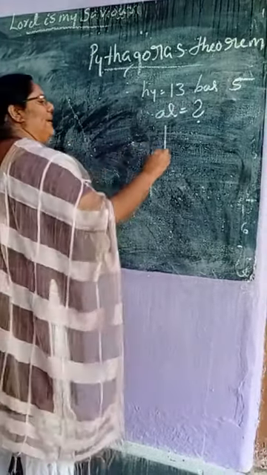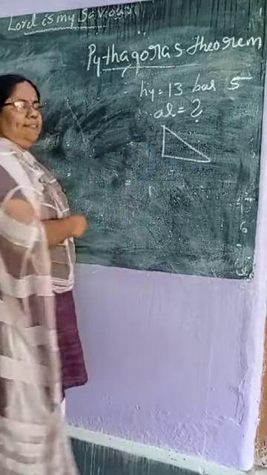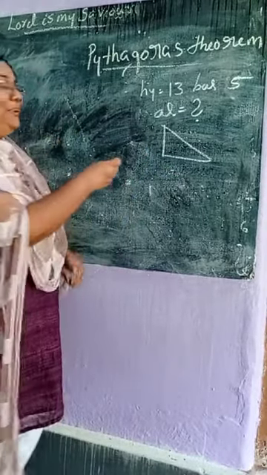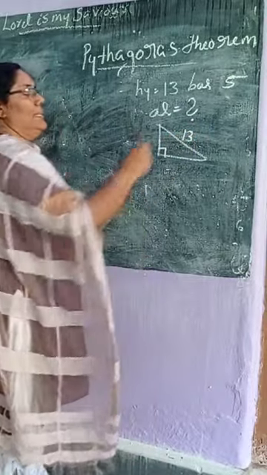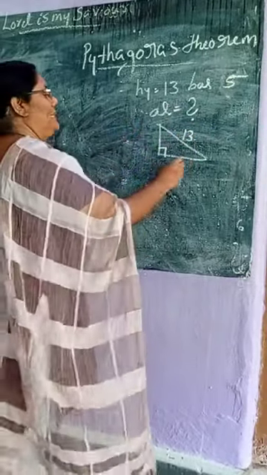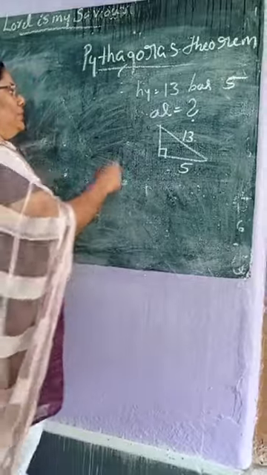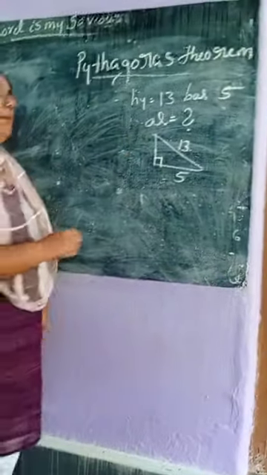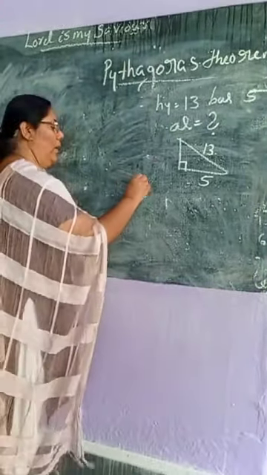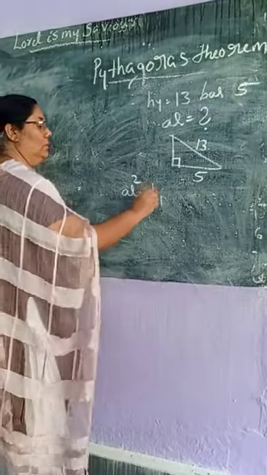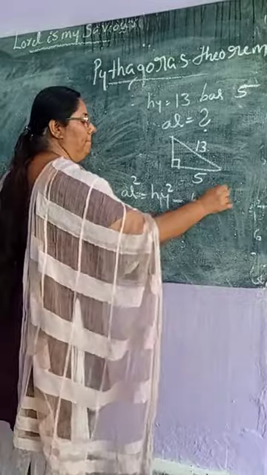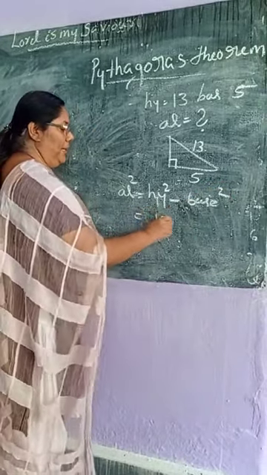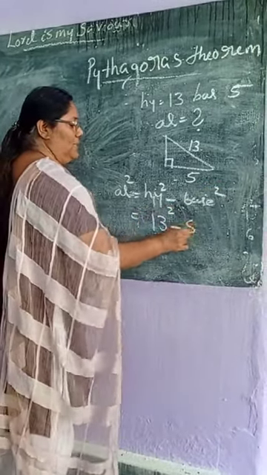First you draw a right triangle, a simple, small right triangle. What is the meaning of hypotenuse? Where do you mark the hypotenuse? 90 degrees here. Hypotenuse is 13. Now base is 5. Our question is altitude square. What is the formula? Altitude square is equal to hypotenuse square minus base square. That is 13 square minus 5 square.